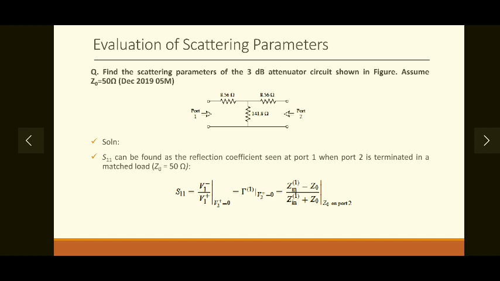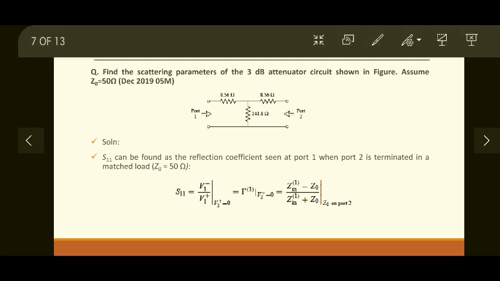Okay, so the S11 formula is V1 minus upon V1 plus, that is nothing but B1 upon A1. B1 is nothing but V1 minus and A1 is nothing but V1 plus when A2 is equal to 0. A2 is V2 plus. Okay, so that is denoted by the reflection coefficient gamma at V2 plus is equal to 0.